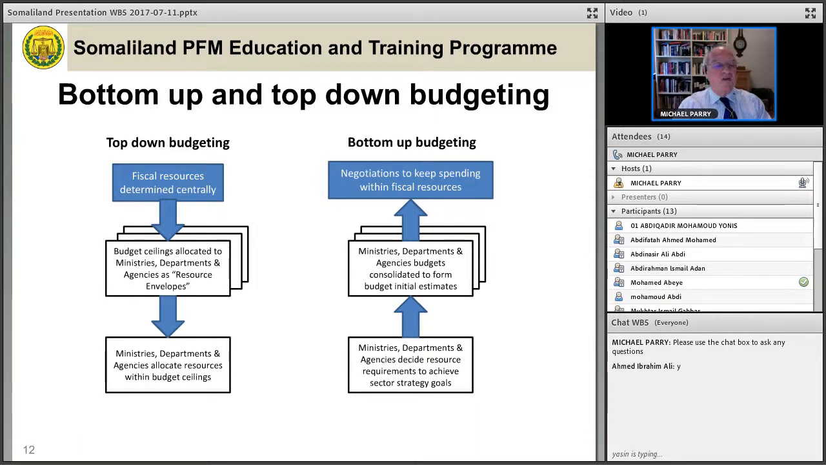Then the ministries, departments and agencies allocate their resources within the budget ceilings. That's top-down budgeting, and what you would normally expect to be introduced as the first stage of setting up a strong system. The alternative approach is bottom-up budgeting, where you start at the bottom, where the ministries, departments and agencies decide what they need, their resource requirements. Those are consolidated up through ministries and submitted, and then you use a negotiating process to try to keep those requirements within the overall fiscal resources. In practice, most countries use some sort of mixture of top-down and bottom-up budgeting. But generally speaking, in the early stages of implementing strong financial management systems, the emphasis will be on top-down budgeting so as to ensure fiscal management of the country.